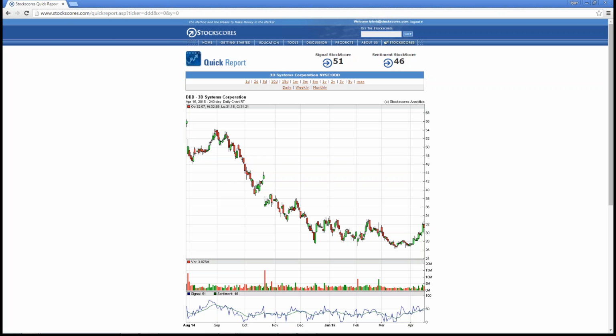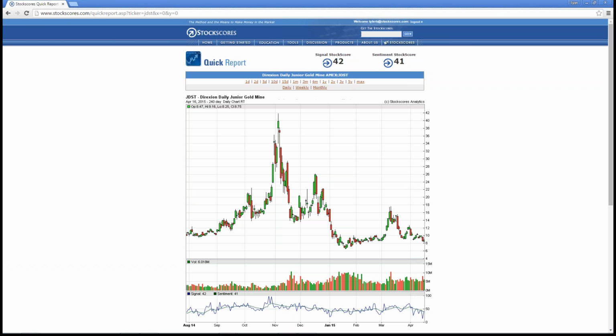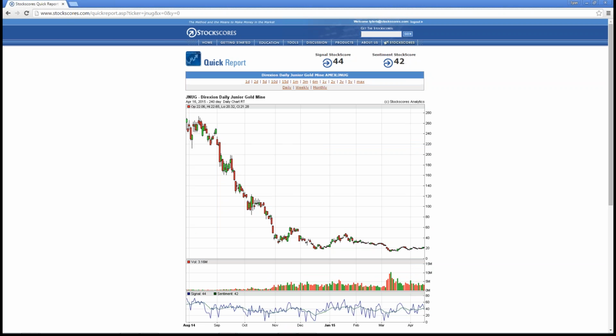Just looking at some more stuff here. JDST. I would avoid this. JDST is based on the junior gold miners, and they are not looking good. The JNUG is going to be very similar. I would stay away from these still. There'll come a day when these are great, but right now I would stay away from them.